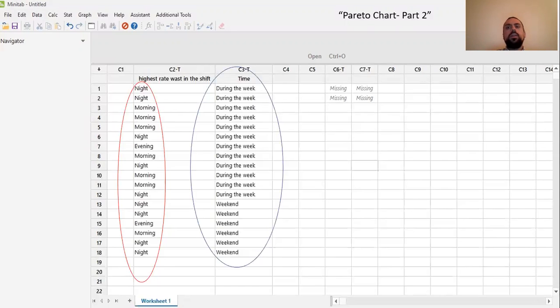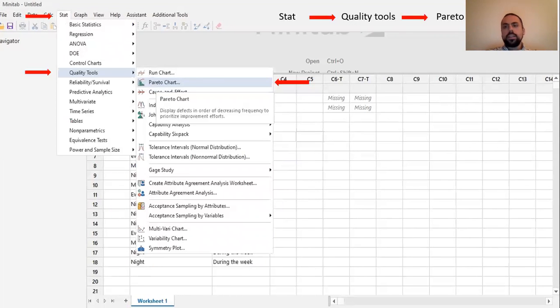So I enter specific information. I have the specific shift in which I had the highest rate of waste, and the time: it was the weekend or during the week. Now, I want to analyze this information by the Pareto chart.